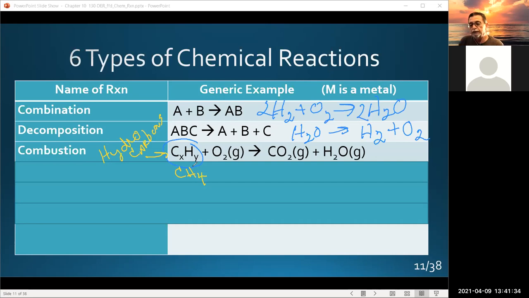One requirement that any combustion reaction needs is obviously oxygen, right? You can't burn anything without oxygen. So you should know that when you do a combustion reaction, oxygen is a reactant. Now for Chem 130, and I repeat, for Chem 130 only, the only products that you will get in the combustion of a hydrocarbon are carbon dioxide and water. And that's it.